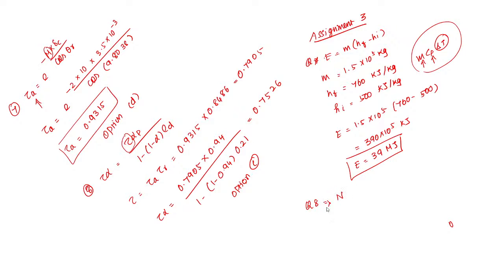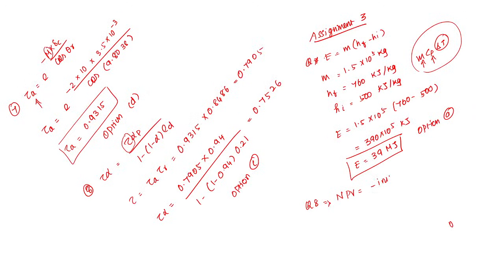So this is option A. And then NPV, net present value, that is minus initial cost plus number of years into annuities plus salvage value. So all the values are straight away given.